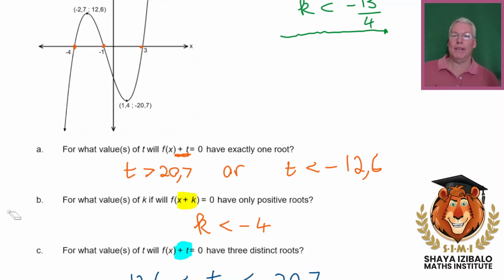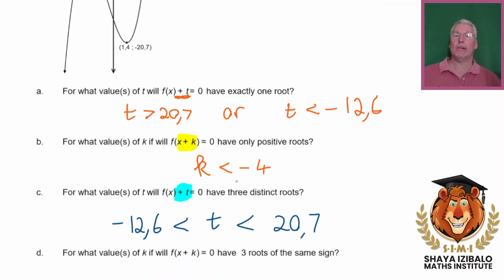Then it says, for what values will we get 3 roots of the same sign? Now, there are 2 possibilities here, and we've already looked at making all the roots positive. If k is less than negative 4, we will get all the roots positive. But what's the other possibility? We could move the graph to the left so that all the roots are negative. How much would we need to move it to the left so that all the roots are negative?